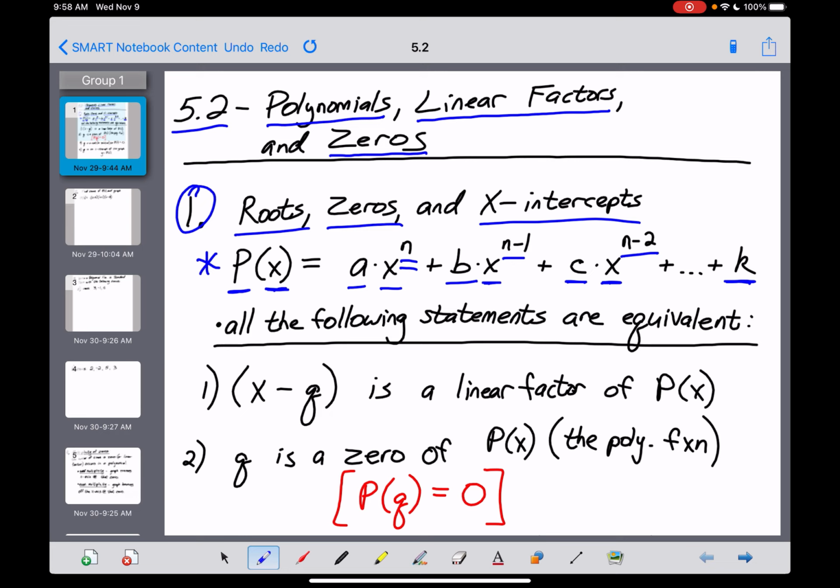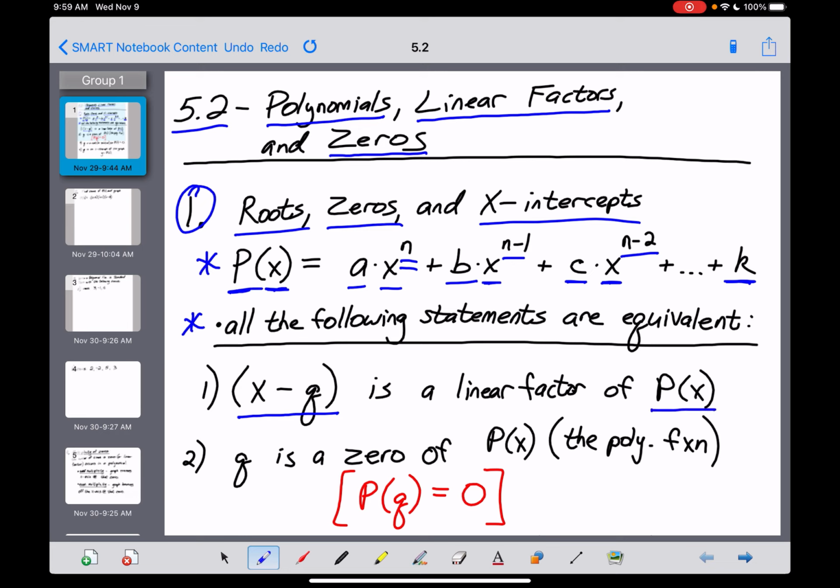And when you write a polynomial function like that in standard form, this is where it becomes important right now, guys. All of the following statements here are equivalent. You can only see two here, but I'm going to scroll up in a minute. There are actually four. So here we go. The first thing: the binomial quantity x minus q is a linear factor of the polynomial function p of x.